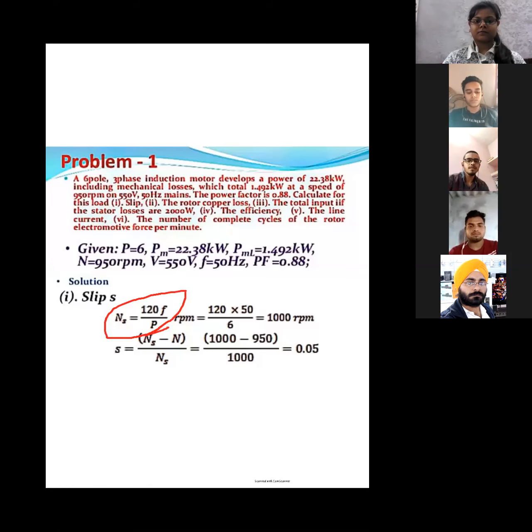The unit is RPM, revolution per minute. So 120 into 50 by 6. F, the supply frequency, is given as 50 in the problem, and the total number of poles is 6, also given in the question. So 120 into 50 by 6 is 1000 RPM. Now we know the mathematical formula for the slip. Slip is Ns minus Nr by Ns, where Ns is the synchronous speed.